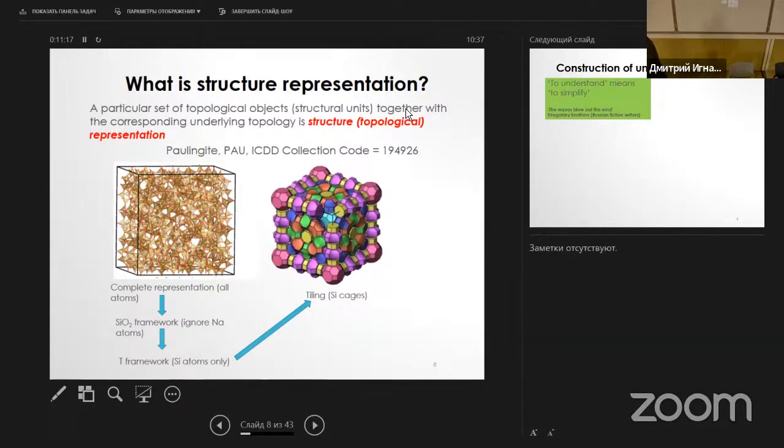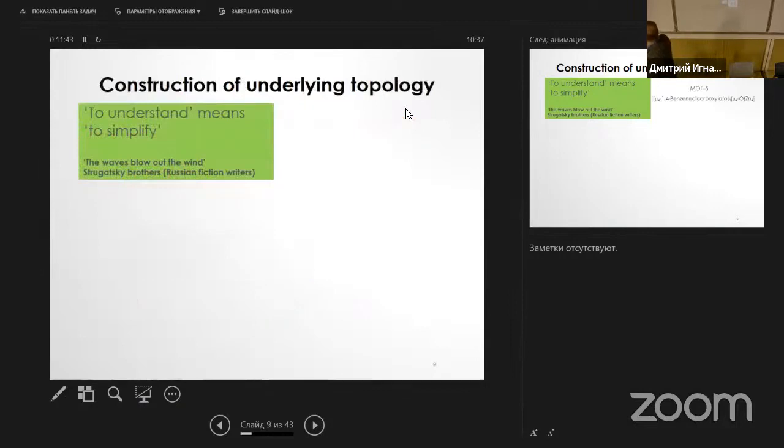All these steps can be done completely automatically according to strict algorithms, and we can process millions of records of crystal structures in the same way and represent them in different ways. It depends on our purpose in a particular work. Now, I give here a citation from the Strugatsky book: to understand means to simplify. And this is exactly what we have in our examples.